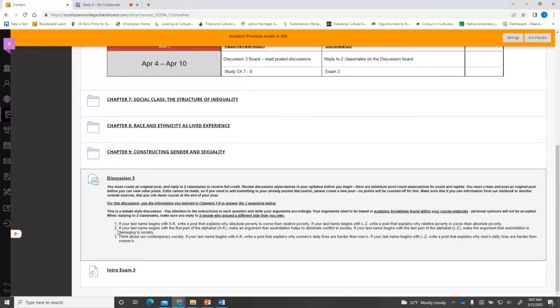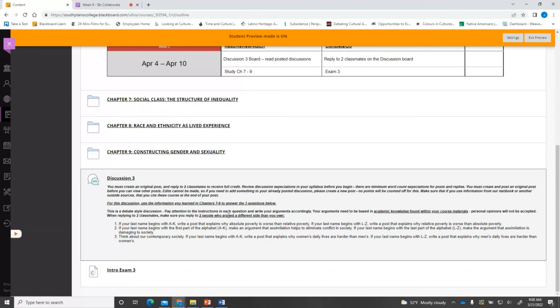So if you notice, depending on your last name, you're going to write from a different perspective. So question 1 says, if your last name begins with A through K, write a post that explains why absolute poverty is worse than relative poverty. But if your last name begins with L through Z, you have to write a post that explains why relative poverty is worse than absolute poverty. So it's debate style. We're arguing a little bit, but not in a hateful or hurtful sense, in an academic way, okay?